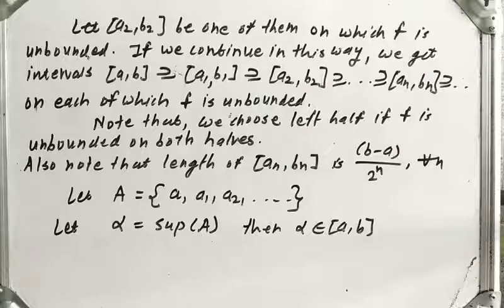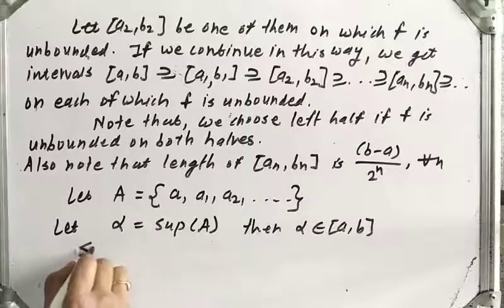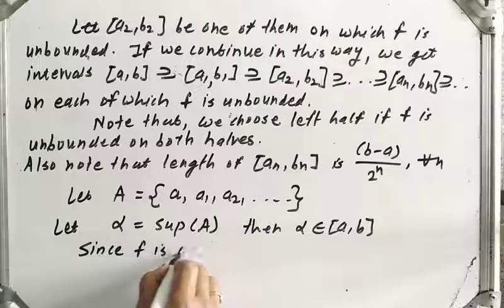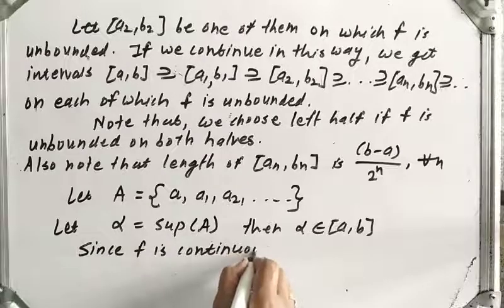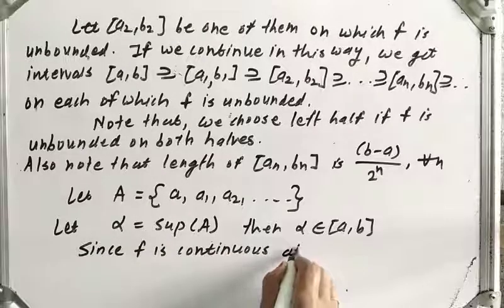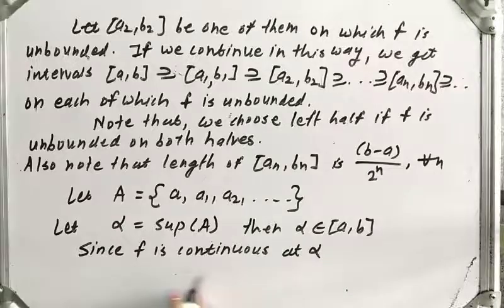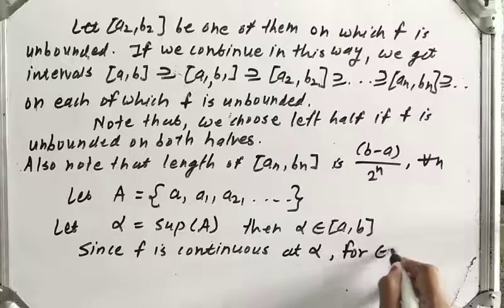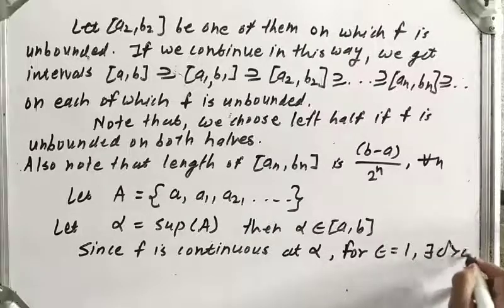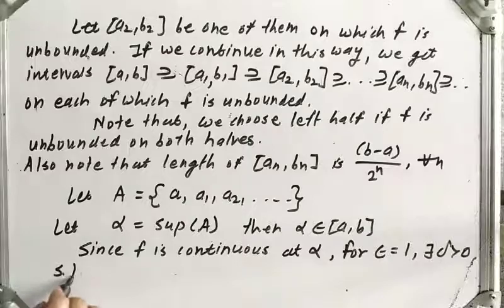Again, what one thing is given to us? f is continuous. It is given that f is continuous on the whole interval I. Therefore, definitely f is continuous at alpha. Since f is continuous at the point alpha, for epsilon equal to 1, there exists delta greater than 0 such that what?